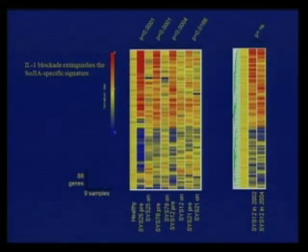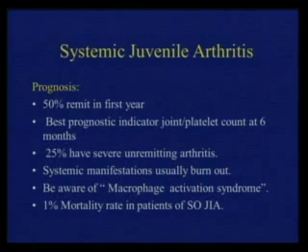So this is just a picture showing the bars which are less red are after anakinra treatment. That IL-1 signature goes down with treatment in patients with systemic JIA. In systemic JIA, 50% of patients remit in the first year. The best prognostic indicator is joint and platelet count at 6 months. 25% can have severe unremitting arthritis, and the systemic manifestations usually burn out.